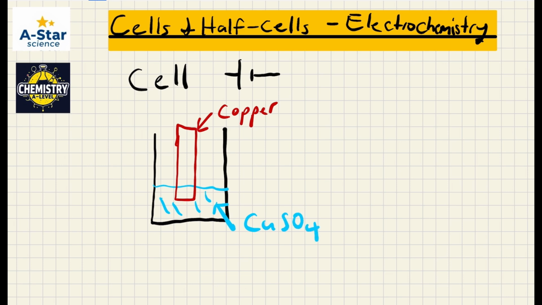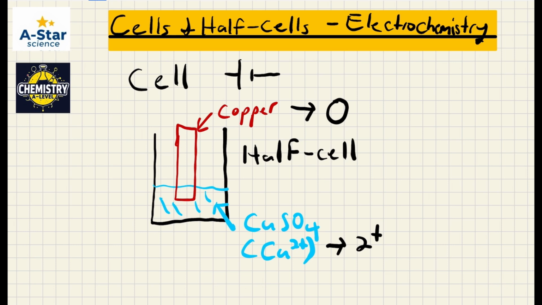Now we know that copper sulfate has the ion Cu2+. So that means that the oxidation state of this copper, the overall charge is 0, but this copper is 2+. This is what we call a half cell, and it is when you have two different oxidation states of the same element. So in this case, that would be the copper.